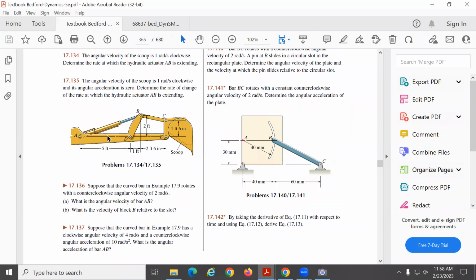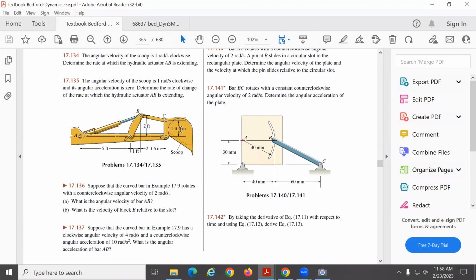I'm not going to write it down, so you're better off writing down the equations. We're going to write down the equations together, and then you're going to solve it on your own, okay? So like always, write down omega EC is negative 1 radian per second, and alpha EC is 0. All right?